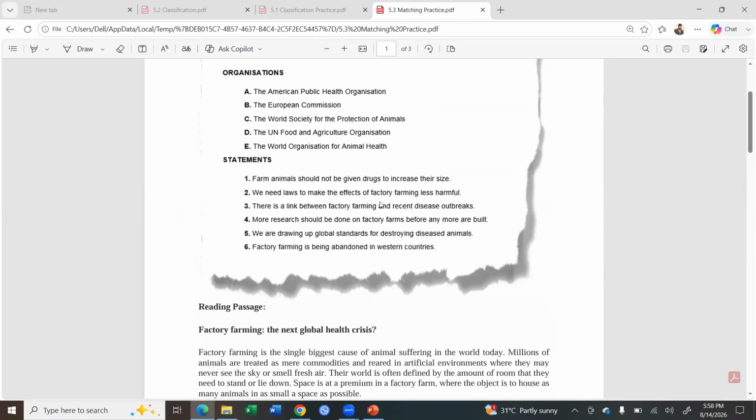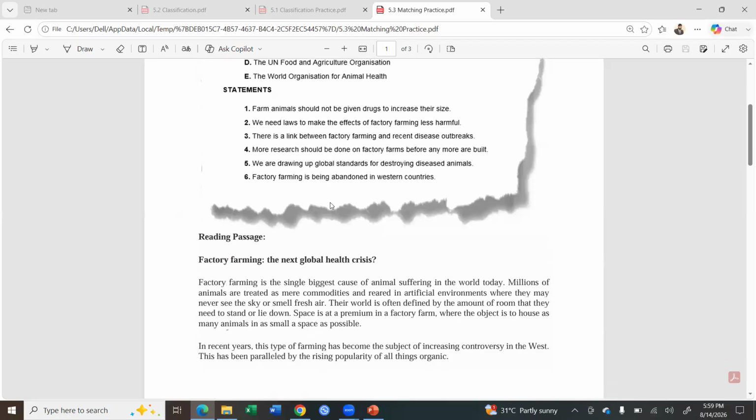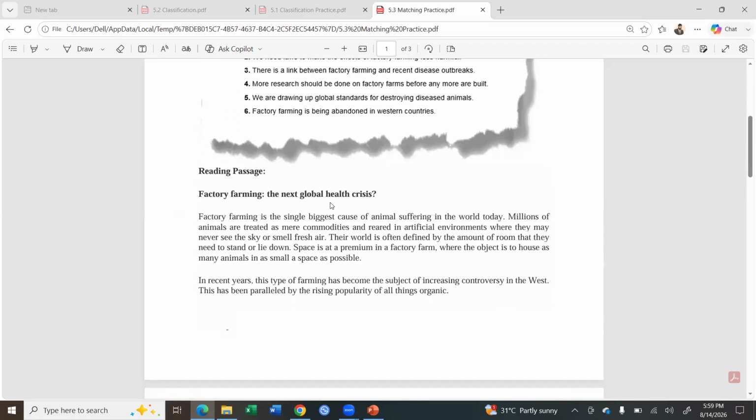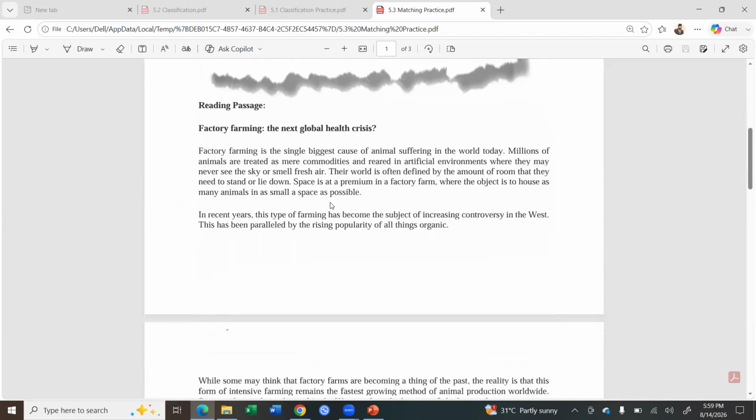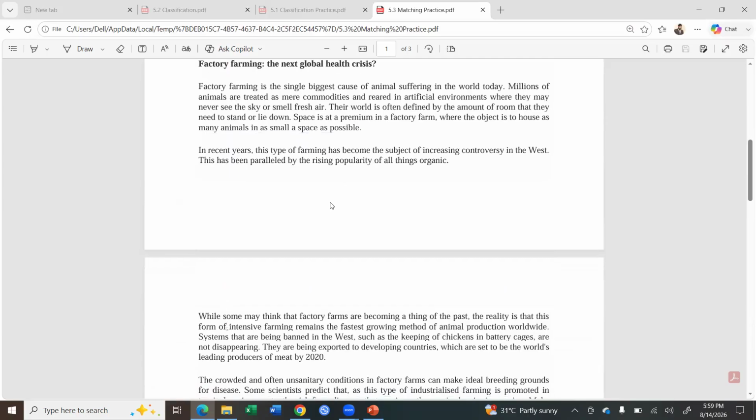Effects of factory farming, right? Less harmful. And harmful, less harmful, right? So these are the keywords. Now see where, or which of these five options or organizations have actually have this opinion, right? To make the effects of factory farming less harmful. Now read, Shabas.